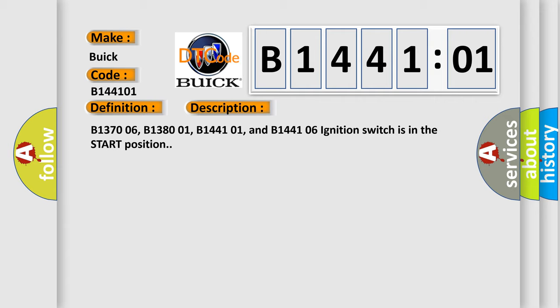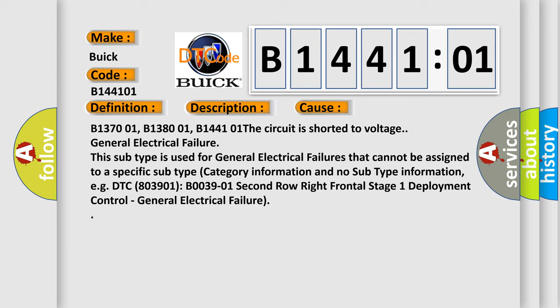B1370-06, B1380-01, B1441-01, and B1441-06: ignition switch is in the start position. This diagnostic error occurs most often in these cases. B1370-01, B1380-01, B1441-01: the circuit is shorted to voltage. General electrical failure. This subtype is used for general electrical failures that cannot be assigned to a specific subtype category and have no subtype information, e.g. DTC B0039-01, second row right frontal stage 1 deployment control, general electrical failure.